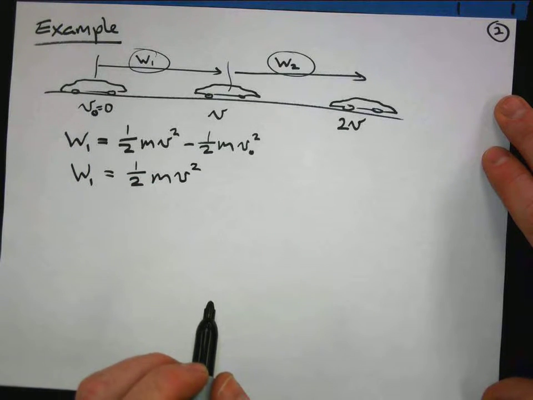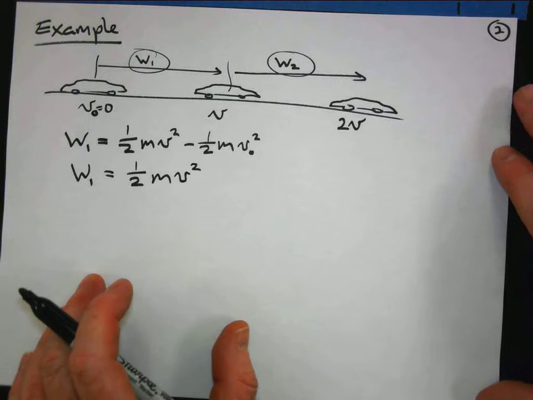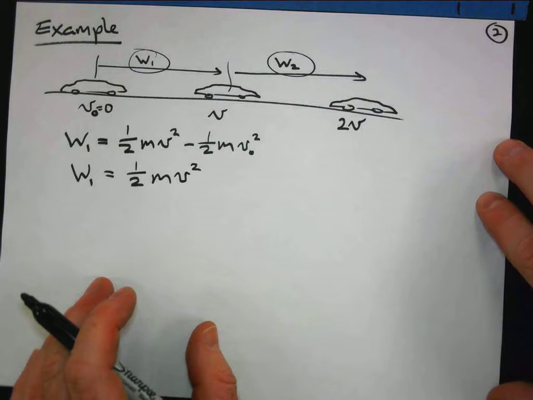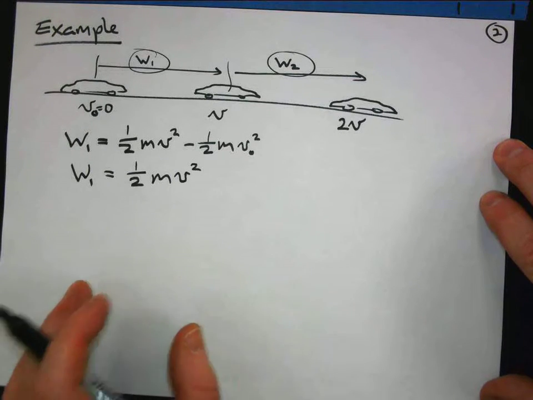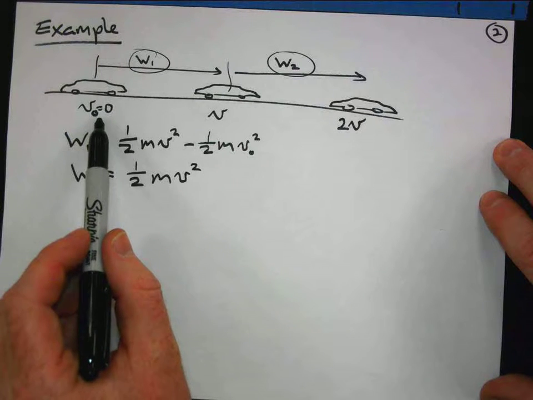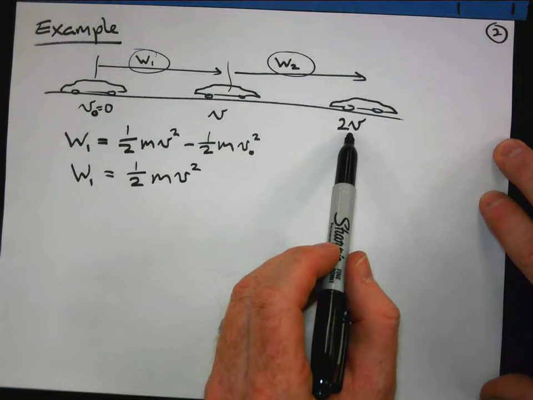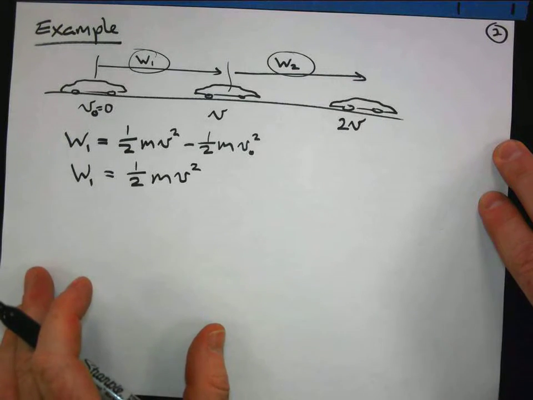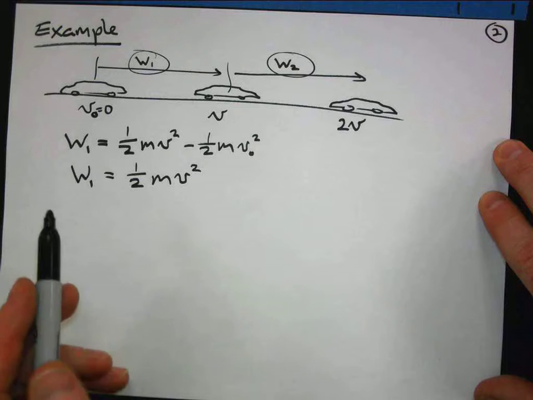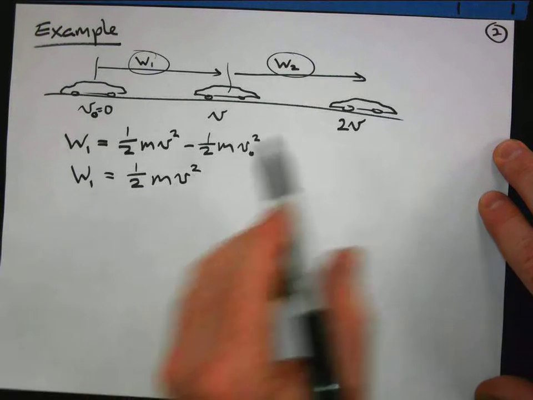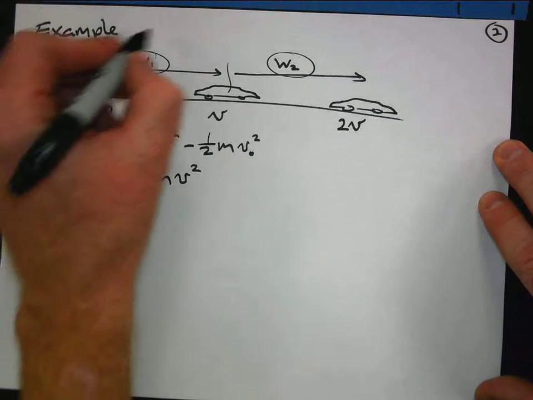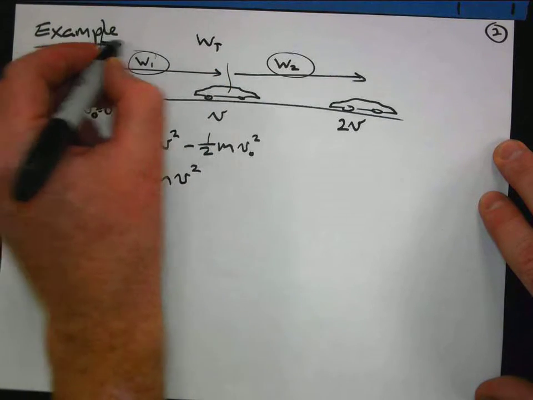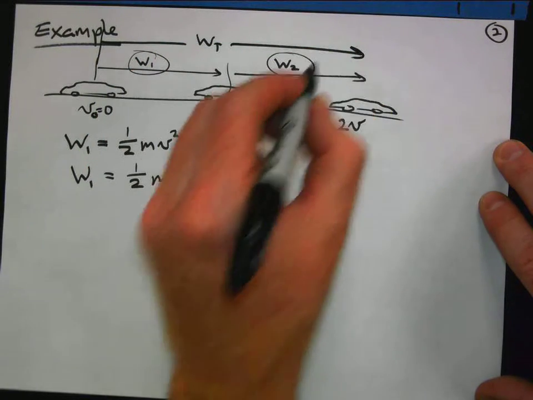Okay, fair enough. So now, how much work is needed to go from rest, this initial velocity, to this final velocity? Let's work that out. So what are we going to get? We're going to say, how that work total, maybe? Work total, okay.